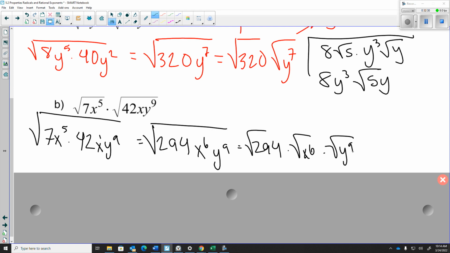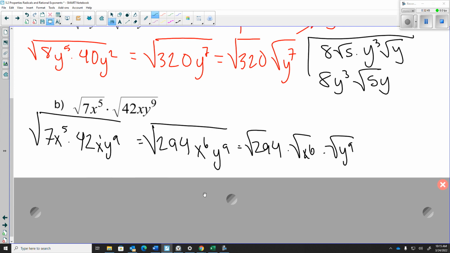Is 294 a perfect square? No, it's not. All right, is there a perfect square that goes into it? Wait, let me see. 49. 49 times 6. Okay, so that'll work. This is going to be the square root of 49 times 6, which turns into what? 7 root 6, right? Because the square root of 49 is 7, and you've got 6. All right, I'm going to save some room here. That's going to be 7 root 6.